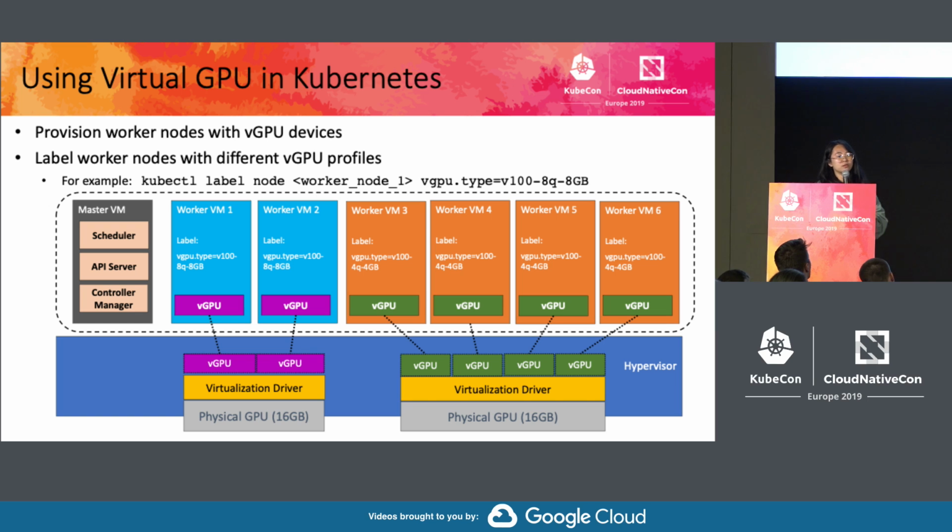We also need to add an annotation into the pod definition file about the requested virtual GPU resources. The kubelet will use this annotation to update the worker node's virtual GPU usage, updating the virtual GPU resources correspondingly.